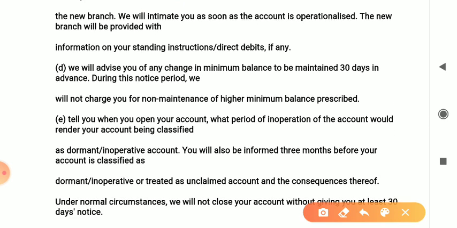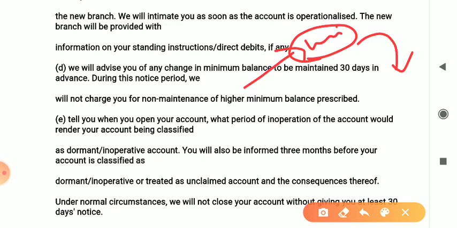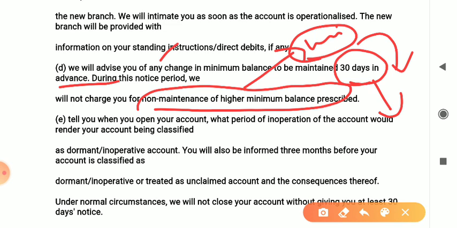So next one is, we will advise you any change in minimum balance to be maintained 30 days in advance. During this notice period, we will not charge you for non-maintenance of the higher minimum balance structure. That means if any bank changes its minimum balance, then the customer should get a 30-day notice period in advance. And in the 30-day notice period, they will not charge any charge for the non-maintenance of the new higher balance, right? So 30 days for the minimum balance maintenance charges.